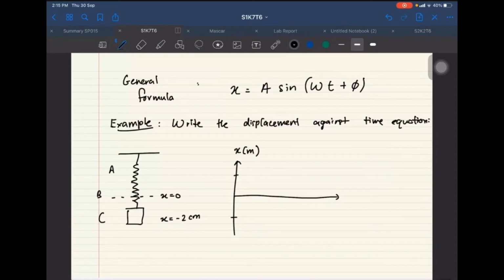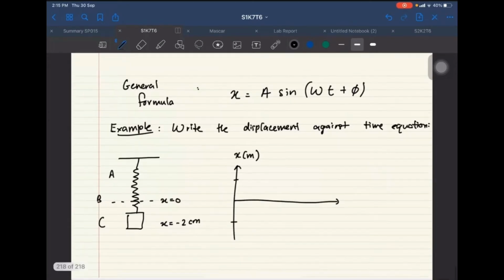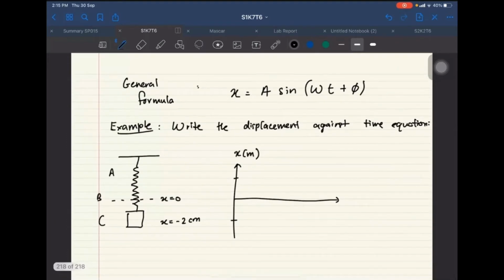Guys, kat mana? Initial position dia, maksudnya bila dia lepaskan dia daripada mana? Daripada bawah, A ke B ke C? Pada C. Sebab dia lepas kat bawah lah kan, takkan tiba dekat A pula. So the moment dia lepas tu, that is when the T is equals to 0. So dekat bawah sini T is equals to 0.